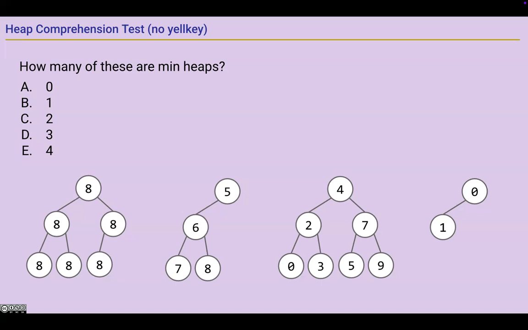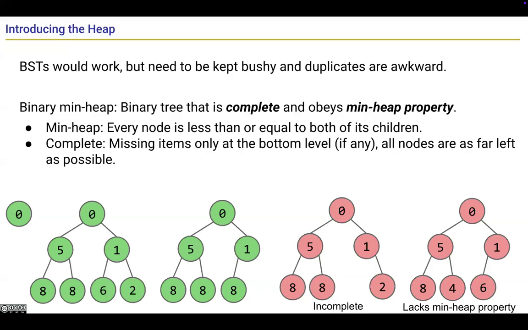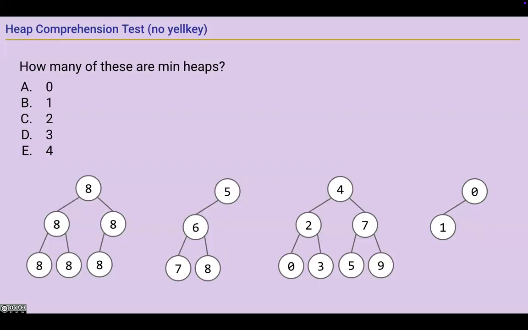So what are you saying? Just say the words. What is it missing? Yeah, we're missing a child over here, right? Again, missing items only at the bottom level. Are we missing a right child? Yeah, right? So how can we fix this?